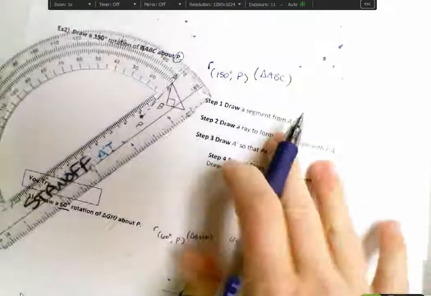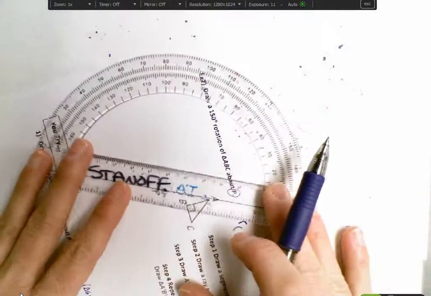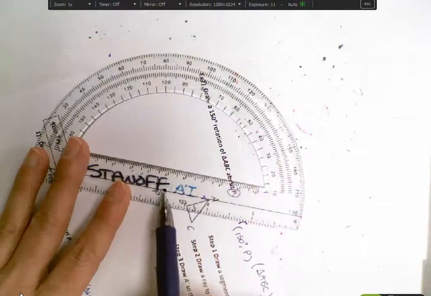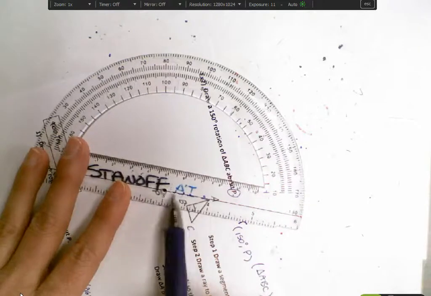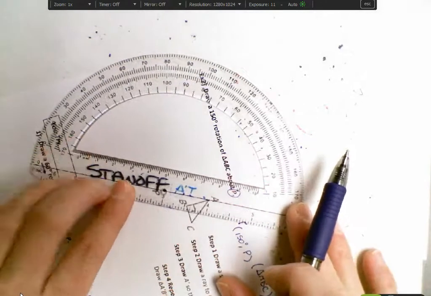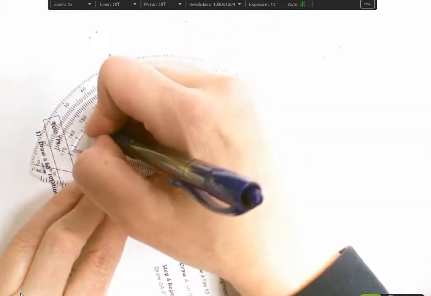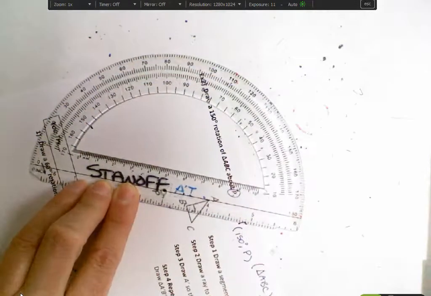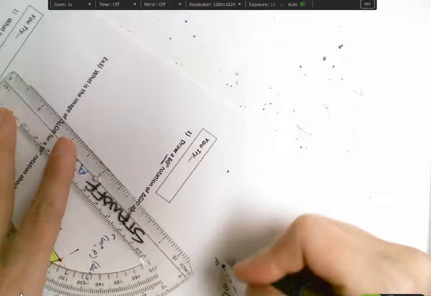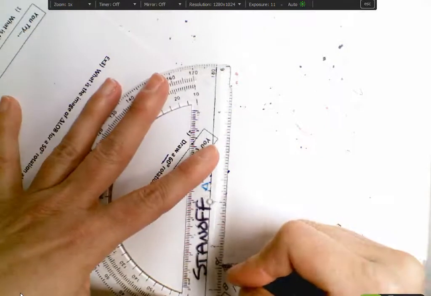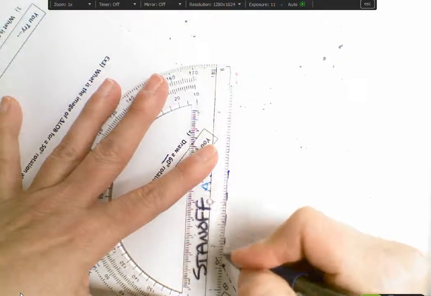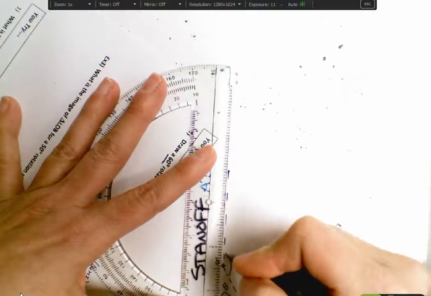In this case, I want 150 degrees, so I want to make sure that my point of rotation is in the middle of my protractor and the side is to the right. I'm going to go 150, which is clear over here. So I mark it clear over there. I dash in that line as well. That whole angle is now 150 degrees.